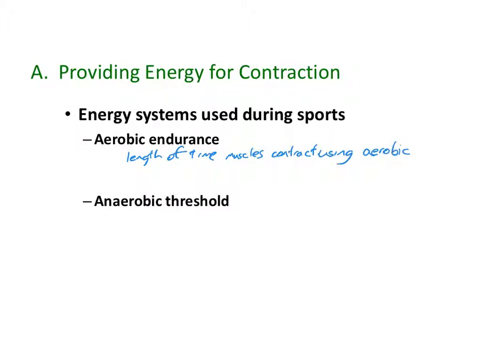Using aerobic pathway. And so during light to moderate activity, this can be hours. So if you're a marathon runner, you can run for roughly 3 hours continuously. That would be light to moderate activity, pushing your aerobic endurance. If you're an ultra marathoner, you can do it for 24 or 48 hours.